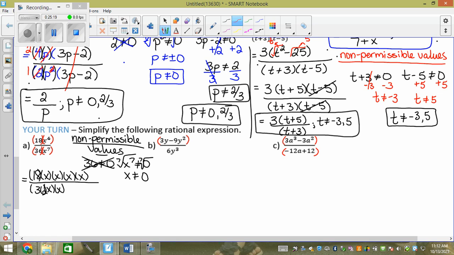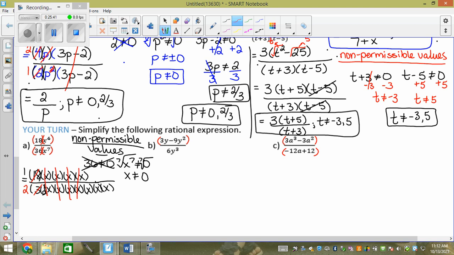1, 2, 3, 4, 5, 6, 7. You could look at it that way. I can take an 18 out of both of these. So this is 18 divided by 18 is 1. 36 divided by 18 is 2. And then you could literally cancel them off like that and see you have x cubed left.